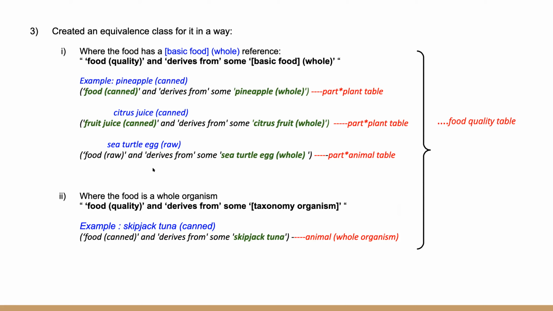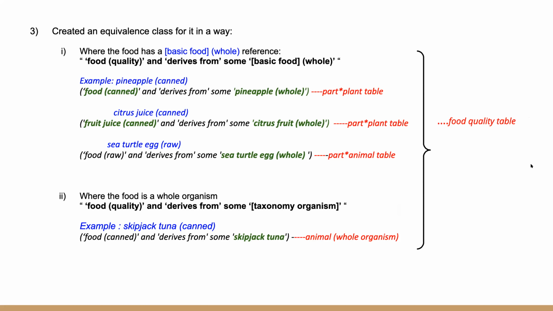For sea turtle egg raw, we now have food raw, which derives from some sea turtle egg whole, which will ultimately go into the animal table. As I showed earlier, that is because it's a part of an animal. If the food is a whole organism, then we come up with a food quality that derives from some taxonomy organism. For example, if this is skipjack tuna canned, referring to a whole organism, then it would be food canned and derives from some skipjack tuna, and it will go into the animal whole organism, and this whole is developing our food quality table right now.